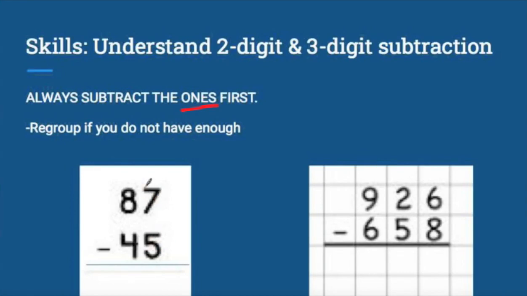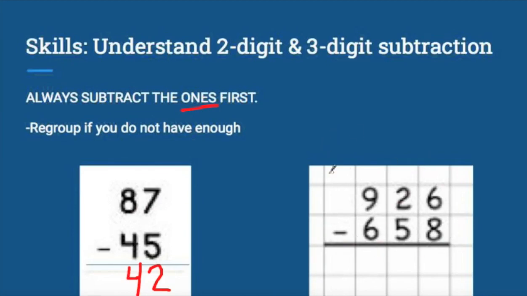Go ahead and subtract our 87 minus 45. I can do 7 minus 5 and get 2. 8 minus 4 and get 4. So 87 minus 45 is 42.